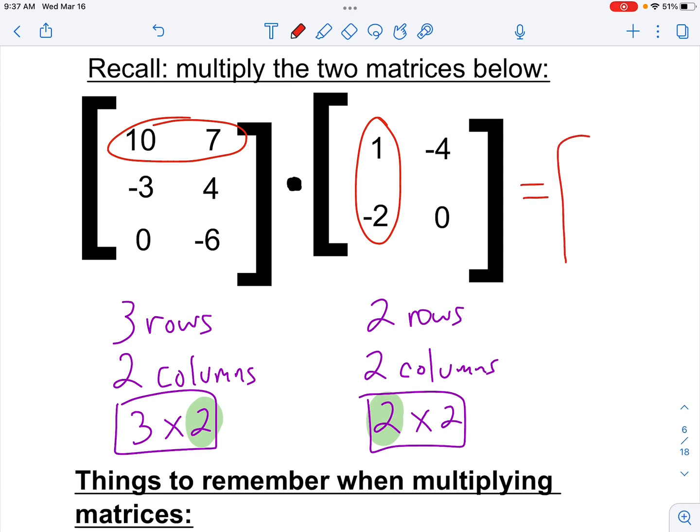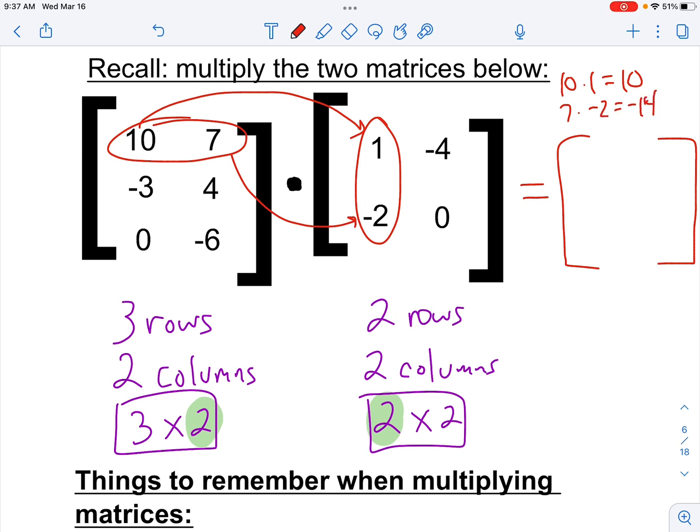So we're going to multiply 10 times 1 and 7 times negative 2. That's how you multiply these. 10 times 1 is 10, and 7 times negative 2 is negative 14. Then you add those: 10 and negative 14 gives you negative 4. That goes in the first space in your matrix.